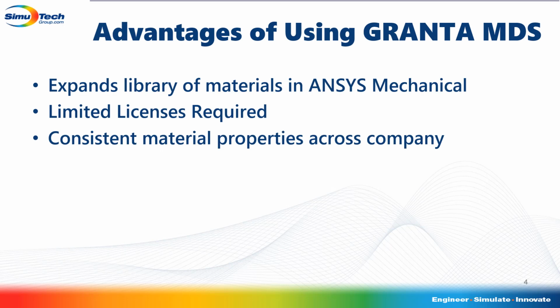Access to all of these materials enhances the use of ANSYS Mechanical. It greatly expands the library of materials in ANSYS Mechanical to include an extensive list of metals and plastics, among other types of materials. Furthermore, the licensing of Granta MDS allows companies to take advantage of the software with little investment. The license can be shared and is only in use when searching for material properties. Once that material gets added to a project, the license is released, allowing another user to use it. As a result, one license can be used by many employees.